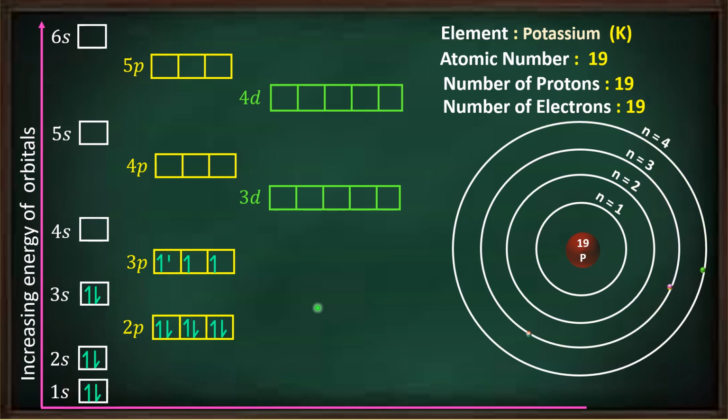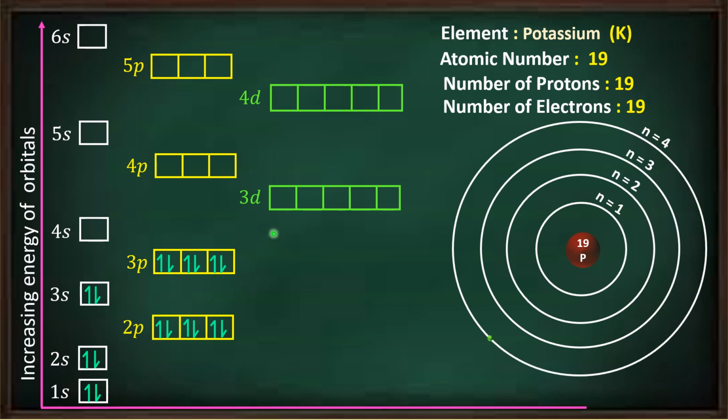So 16th electron pairs up with this electron, isn't it? Now 17th electron pairs up with this electron in 3p, and 18th electron pairs up with this electron. So 3p orbital is completely filled.